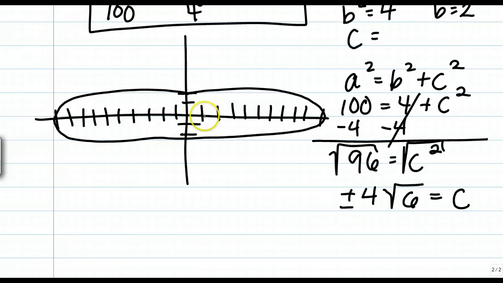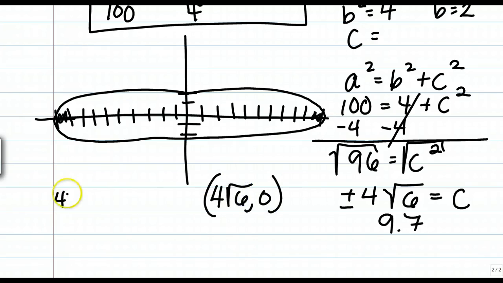And we'll plot this. When you plug 4 radical 6 in your calculator, you get about 9.8 or so. So you're over here, here's 9 and a little bit more. Here's 9 and a little bit more. And you would make sure that you leave your focus points in radical form when you write them. So here would be your 2 focus points.